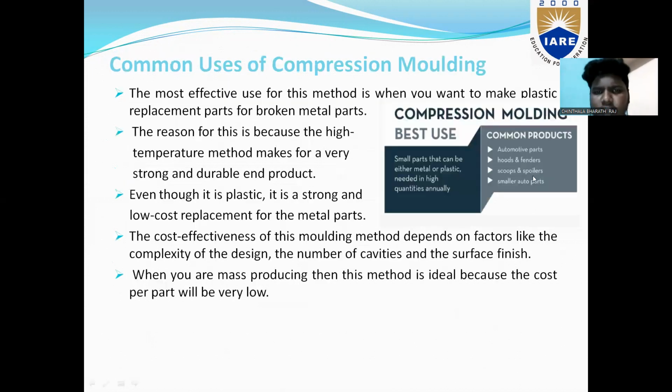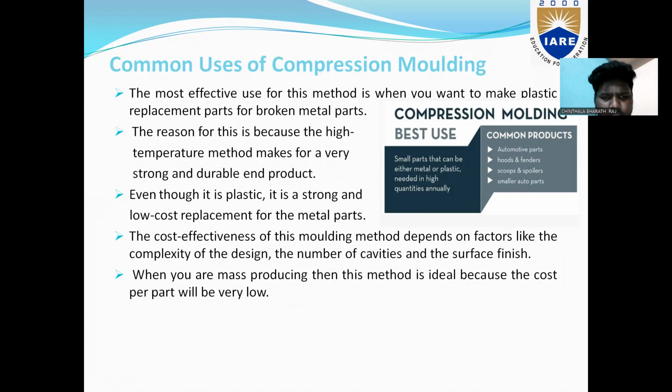Now, common use of compression molding. The most effective use for the method is when you want to make plastic replacement parts for broken metal parts. The reason for this is that the high temperature method makes for a very strong end product. Even though it is a plastic, it is a strong and low cost replacement for the metal parts.